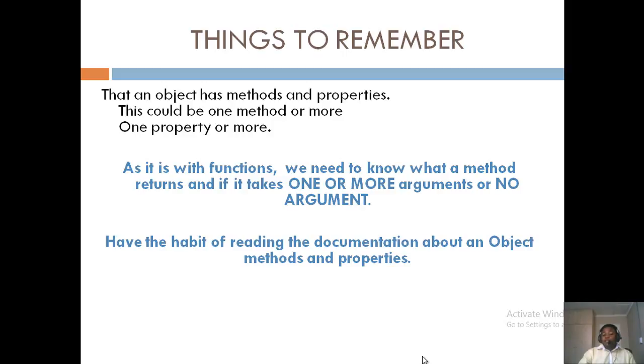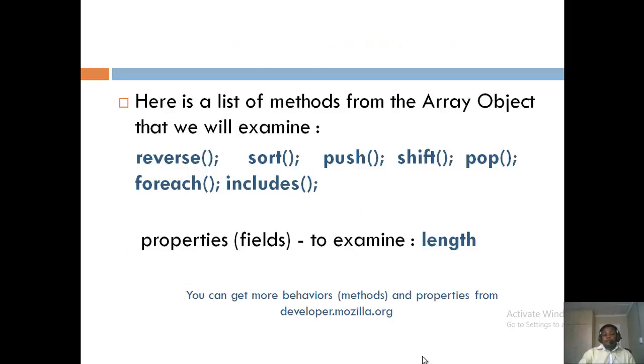The next thing that we will need to figure out is whether or not the method itself accepts or takes one or more arguments, or if it takes no argument at all. That is very, very important. You think about the argument that you can pass to this method as the parameter that was defined along with the method itself. So it's very important to have the habit of reading the documentation regarding a certain object before you start using it, trying to find out what methods and properties you have available from that object.